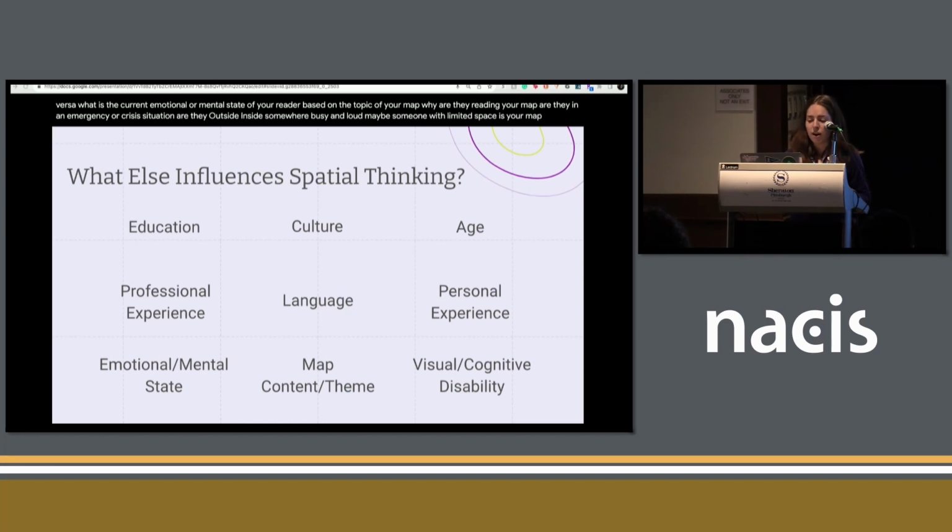Is your map intended for an audience with a specific disability? And even if it's not, is it possible that someone with a disability will need to access your map? And hint, it almost always is true. And how might these differences affect the way that they perceive or are able to process your map?